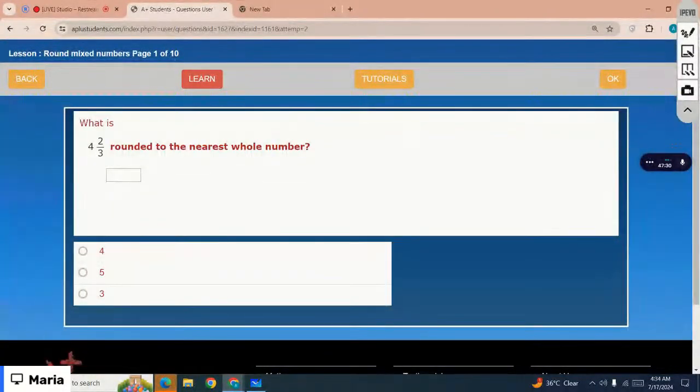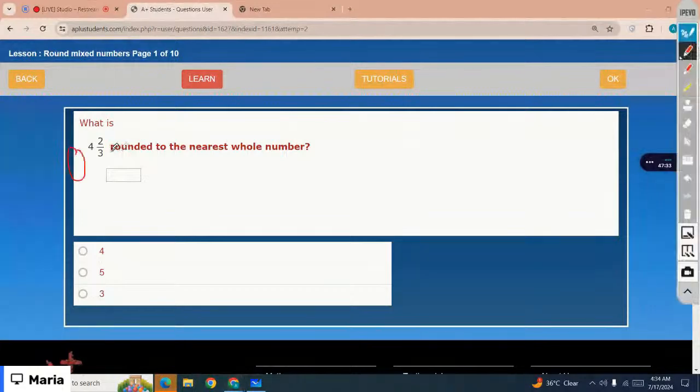Okay, 4 whole 2 over 3. You have to round to the whole number. Just look at the fractional part, 2 over 3. 2 over 3 is greater than 1 over 2, so 4 plus 1 is 5. So the correct option is 5. Got it. 4 whole 2 by 3 is rounded off to 5.